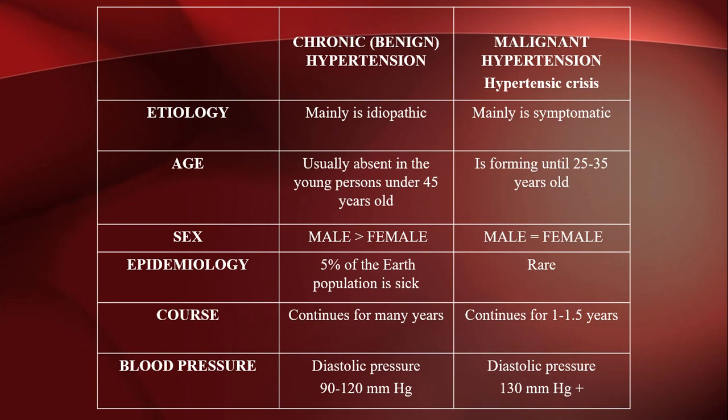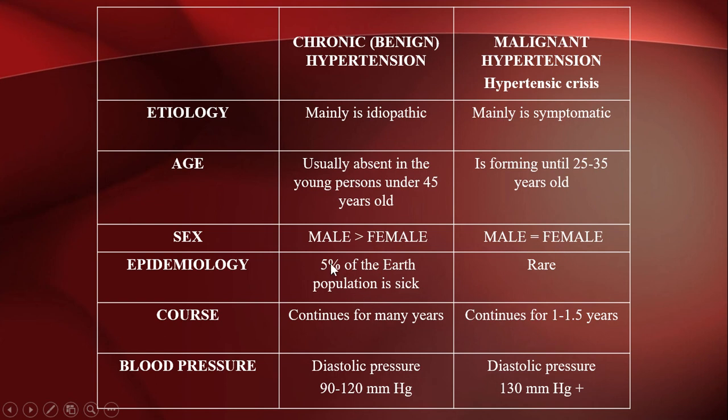Here you see the comparison between chronic or benign hypertension and malignant hypertension, which we call hypertensive crises. The etiology of chronic hypertension is mainly idiopathic, but the etiology of malignant hypertension is mainly symptomatic. Chronic or benign hypertension is usually absent in young persons under 45 years old, while hypertensive crisis forms at 25-35 years old. Chronic hypertension mainly affects males more than females, but hypertensive crisis is equal in males and females.